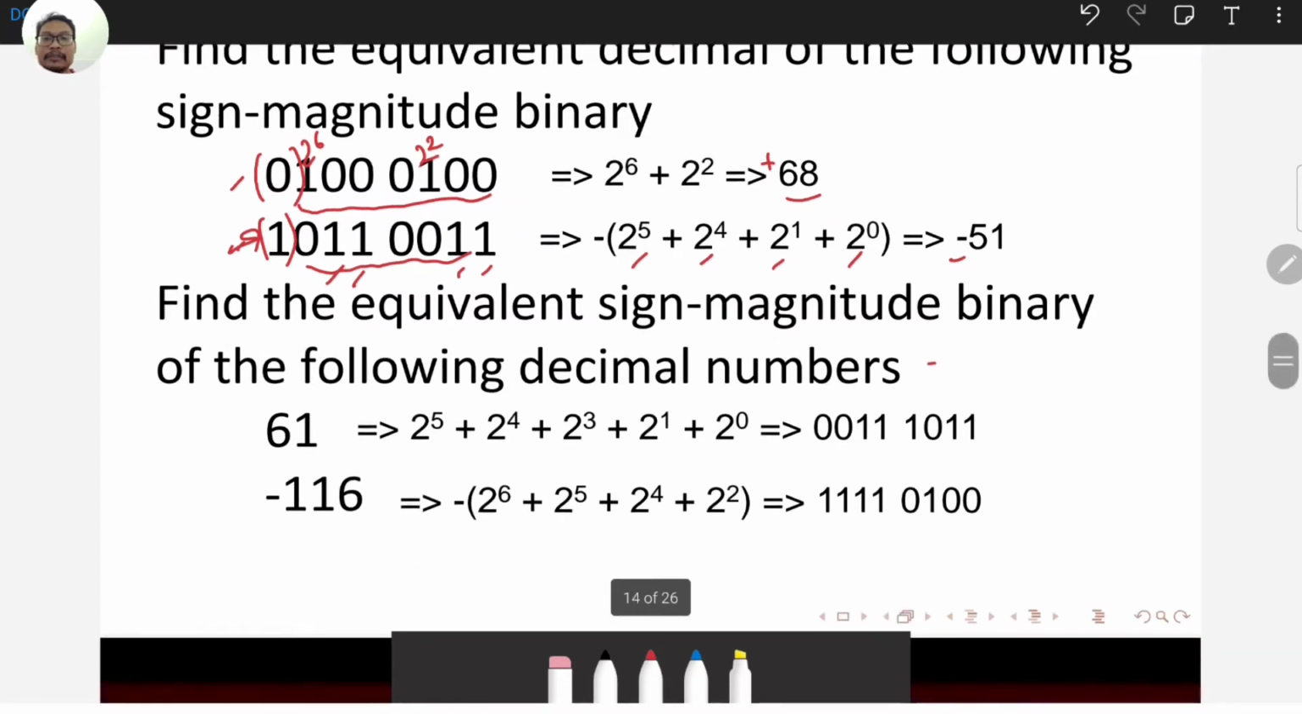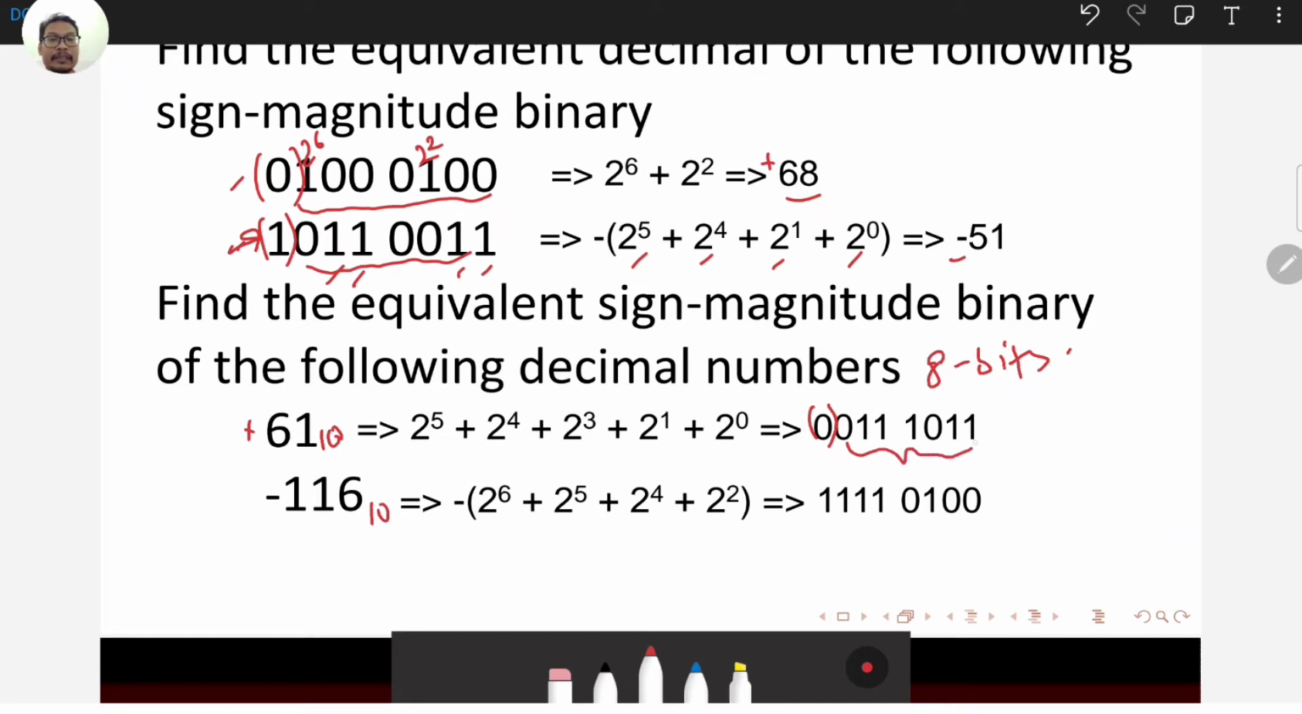We can also do the other way around. Given a decimal number in base 10, can we derive or find the equivalent sign magnitude binary? How do we find it? First of all, we need to know how many bits. For example here, let's say this is 8 bits. So represent the decimal number 61 in sign magnitude using 8 bits. We see that it's a positive number, therefore your MSB should be 0.